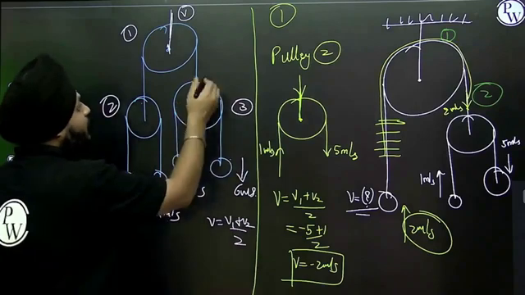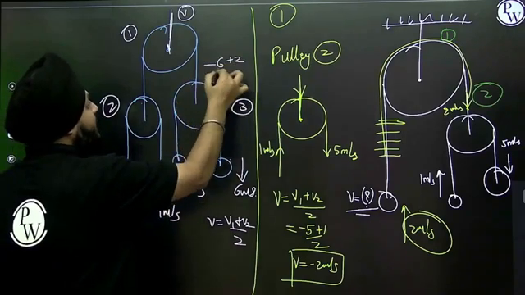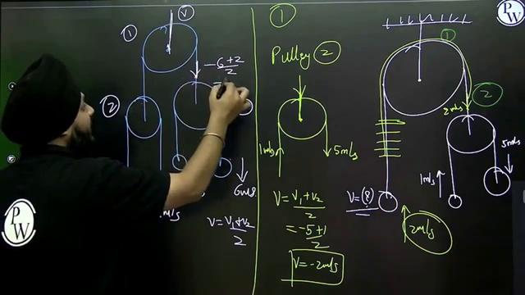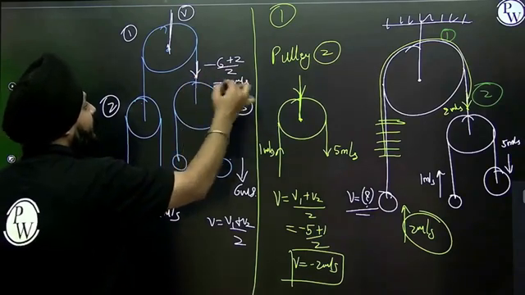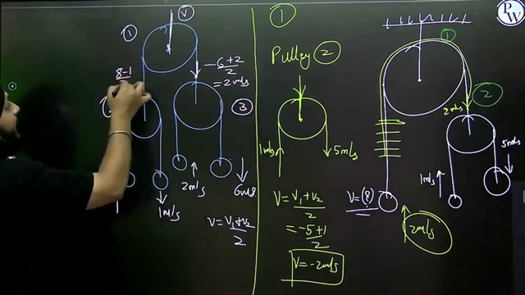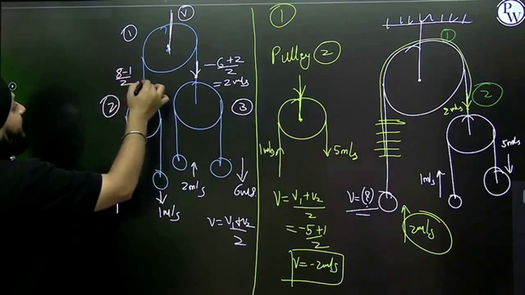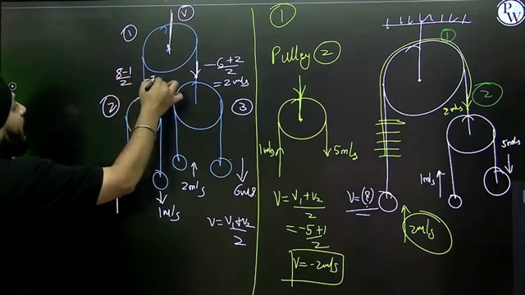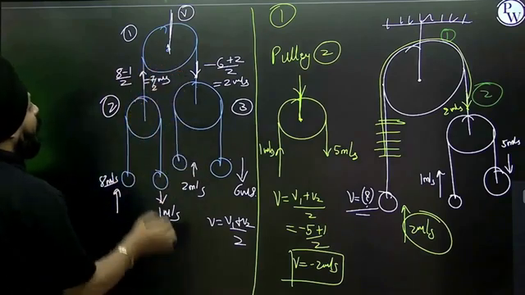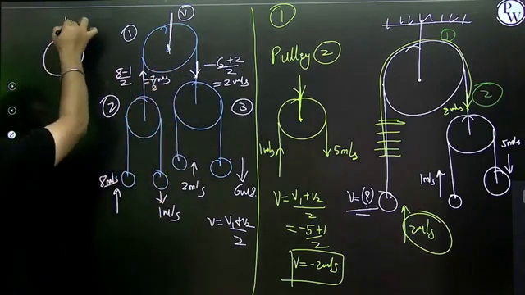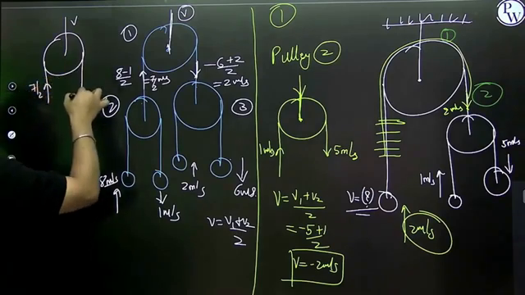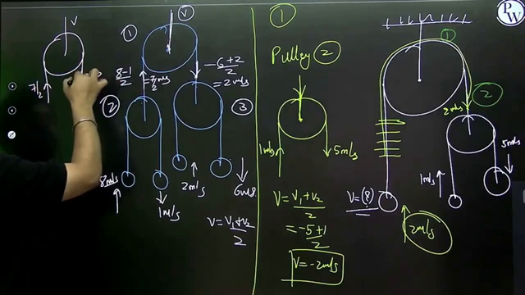6 into the downward direction, 2 into upward: minus 6 plus 2 whole divided by 2. So we are having 2 meter per second into the downward direction. Similarly for this, right, 8 minus 1 whole divided by 2, so this is 7 by 2 into the upward direction. Now this is a movable pulley, this is V, right? This is 7 by 2 into the upward direction, and this one is 2 meter per second into the downward direction.